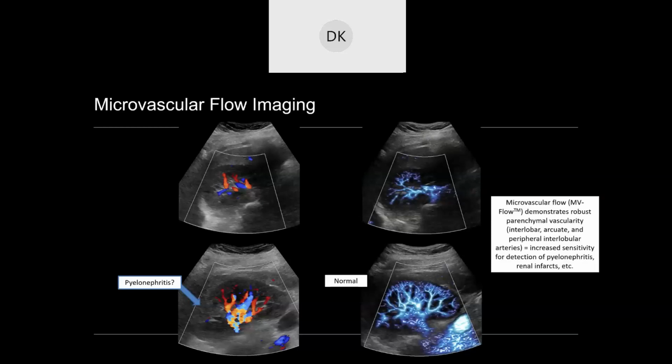You can really see these interlobar arcuate and these peripheral interlobular arteries. So not only can you detect pyelonephritis better, but it also outlines renal infarct much better. And if there's a mass there, that will also be more conspicuous. So let me show you some examples of that.